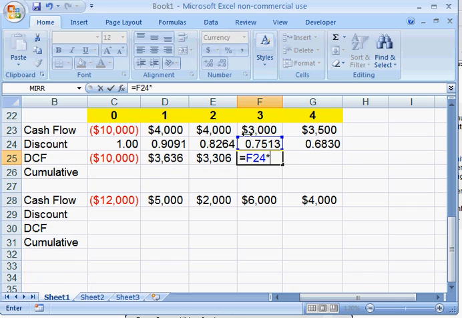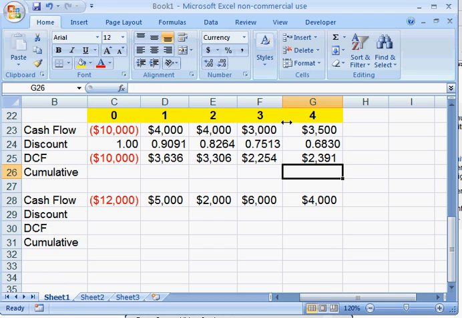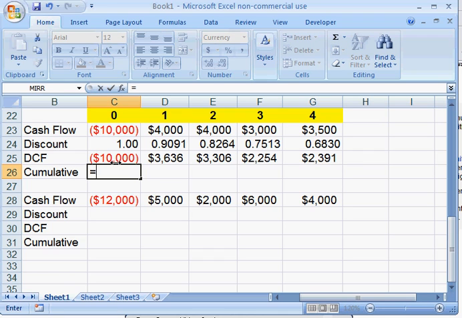And now we just do the payback like we did before. So it just equals, we're above in year 0, and in year 1 it's equal to the negative 10,000 plus the 3636. The next one, the negative 6364 plus the 3306. Year 3.